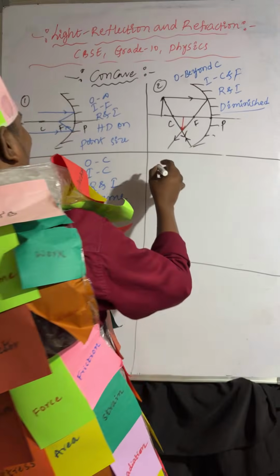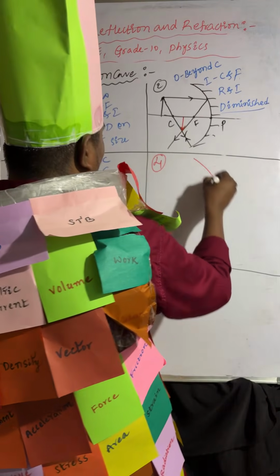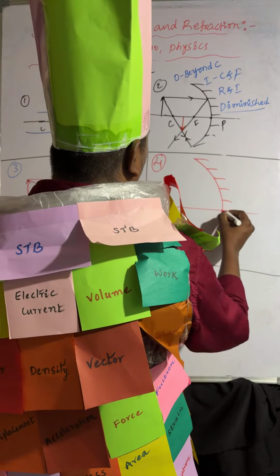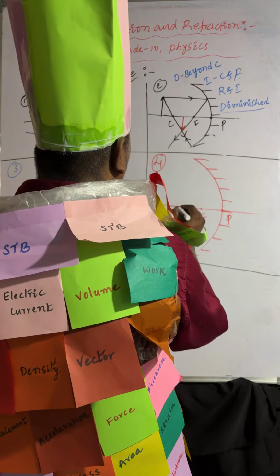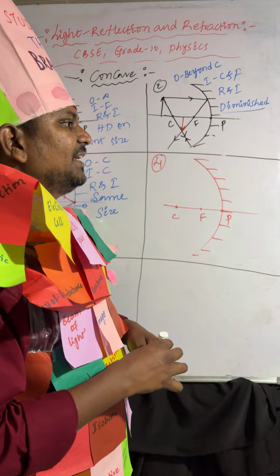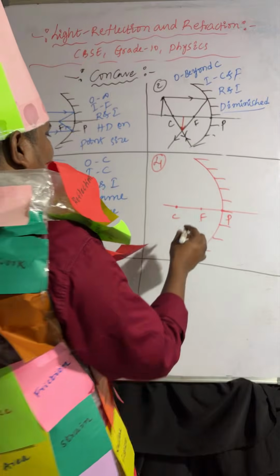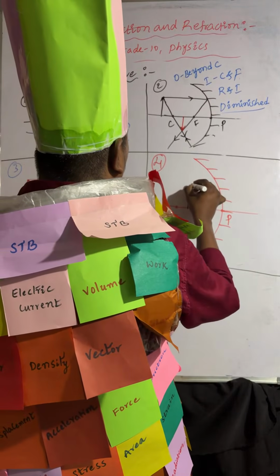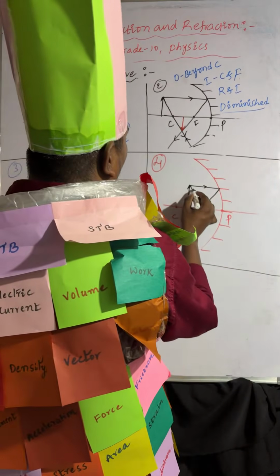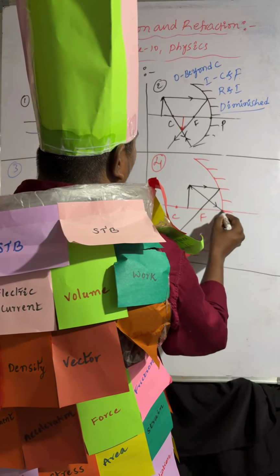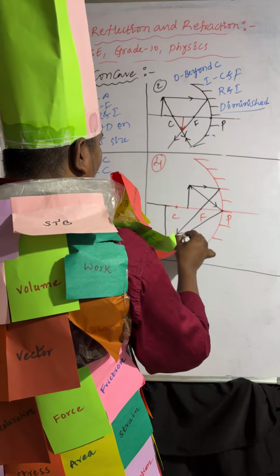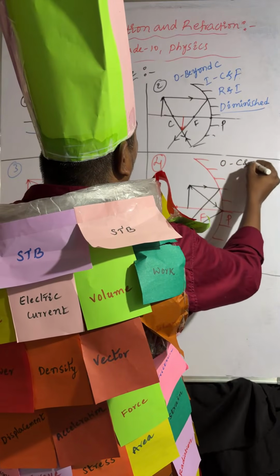Okay, come to the point. Fourth one. Now you can observe pole, focus, and center of curvature. Now object is placed between C and F. One light ray I'm taking like this. Another light ray is passing through focus. One more light ray is incident at the pole, then it will be reflected back. Then the image will form here.